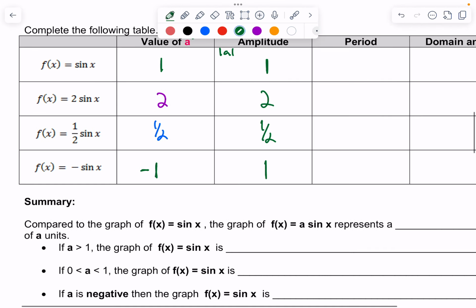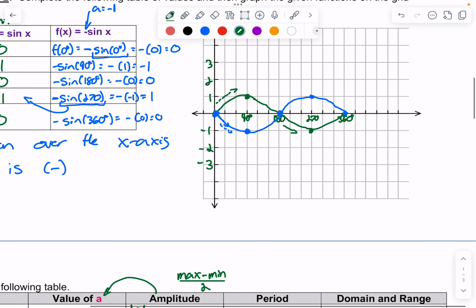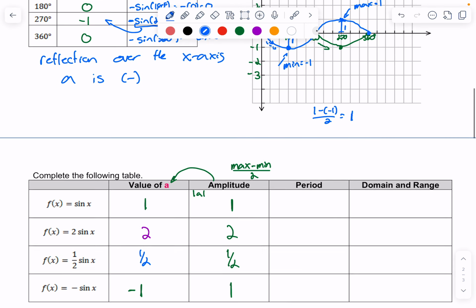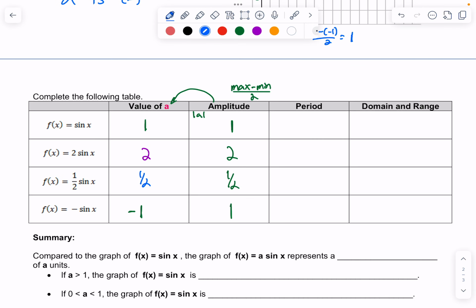Because this -1 right here, remember that was this blue graph that we drew. Look at the distance, right? It's a distance of 1 here to your center line, 1 here to your center line. So your max is still 1. Your min is -1. So if you still go 1, take away -1 over 2, you still get a value of 1, because the amplitude is a value of 1.